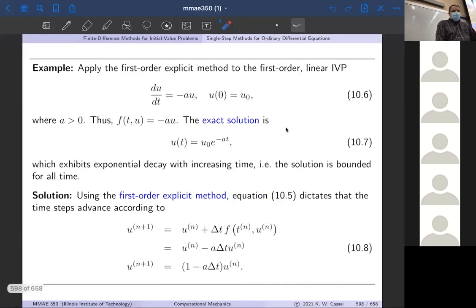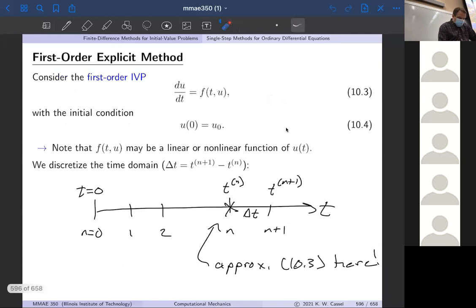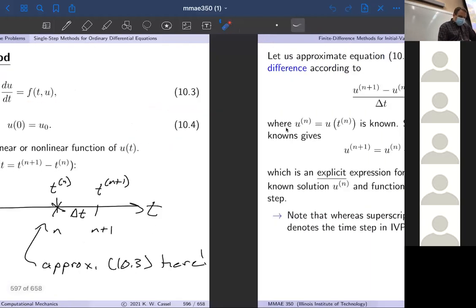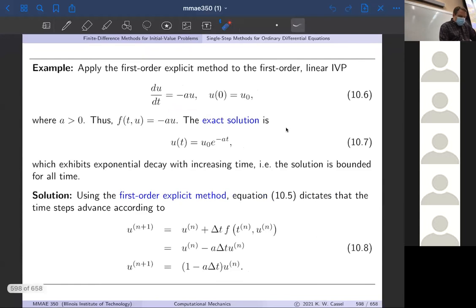So let's do an example to illustrate how this works. The generic scenario we looked at was du/dt equal to any function of t and u, with a given value of u at the initial time. Let's particularize that so that the function on the right-hand side, f of t and u, is minus a times u, where a is some constant. For now, we'll just say it's positive. We'll give it a specific value in a moment. So f of t and u is minus a u. Simple enough. Turns out we can solve this exactly, and that would be good practice.